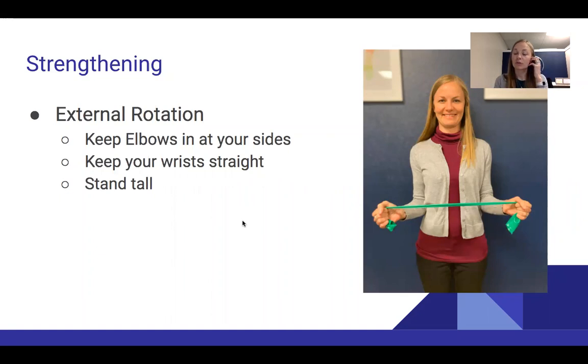You can do both shoulders at once. You can do one at a time, whichever. And again, the 2 to 3 sets of 15, if you can do that, it's time to bump up to a stronger band or to what we would call phase 2, rotator cuff strengthening.